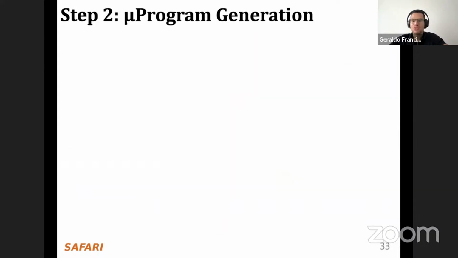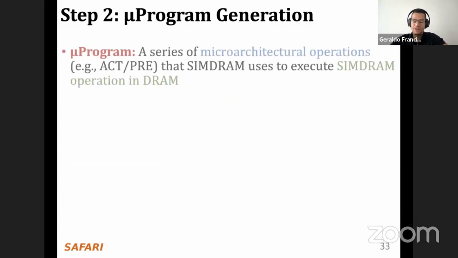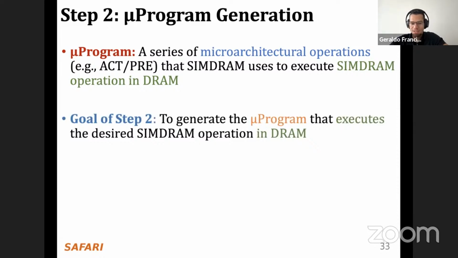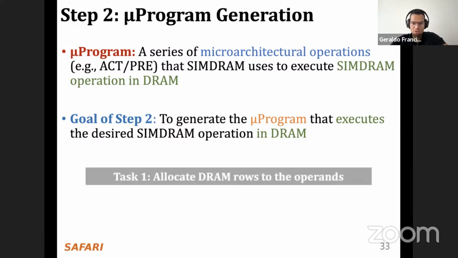Before that, we have some notation that we use in this work. The first notation is the microprogram. As I said, the microprogram is a series of microarchitecture operations. Here we define microarchitecture operations as the activate or precharge commands that SIMDRAM is going to use to execute the SIMDRAM operations in DRAM itself. The goal of the second step is to generate this optimized microprogram, so we can do the operations in DRAM as we need. So the second step has two tasks.